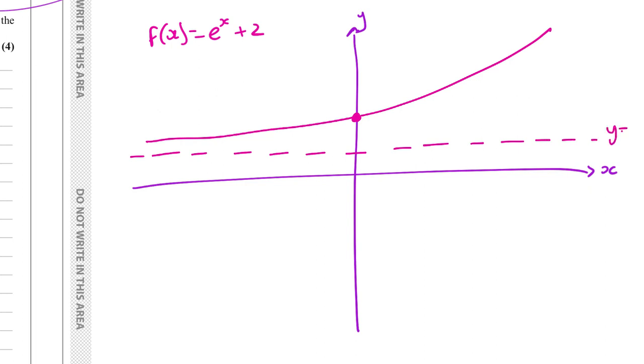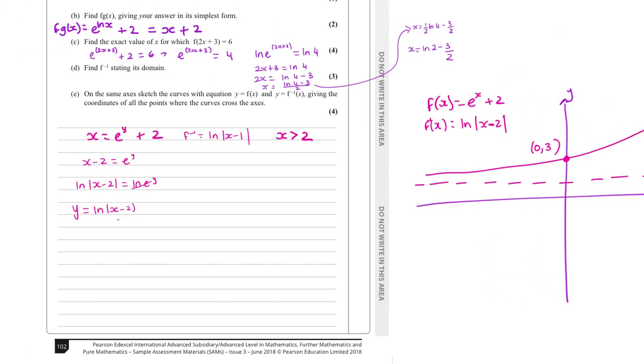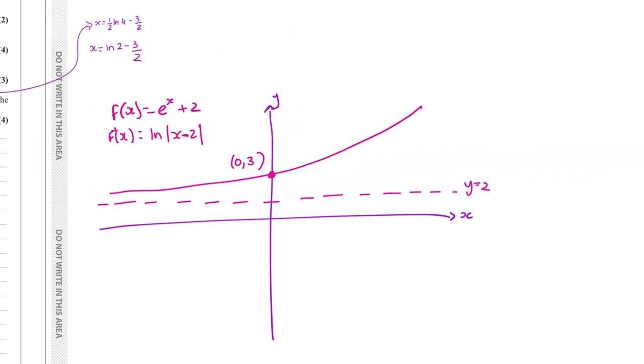on the line y equals 2, and I know that this is (0, 3), because I can substitute in 0, and then I'm going to get e to the power of 0 is 1, plus 2 is 3. Now remember, I know that f inverse is ln of (x minus 2), was it? I can't remember. Sounds about right. Yep, ln of (x minus 2).